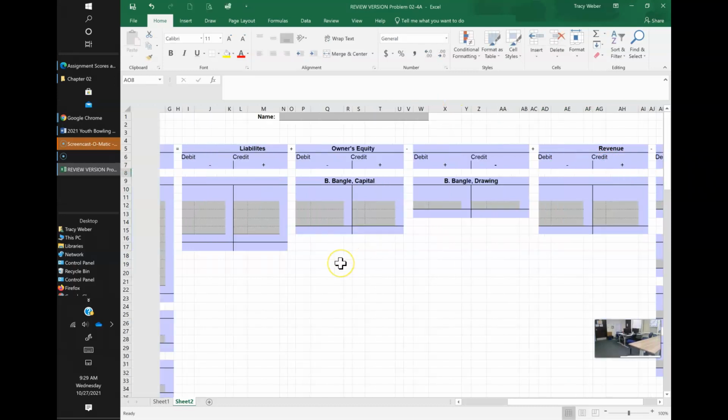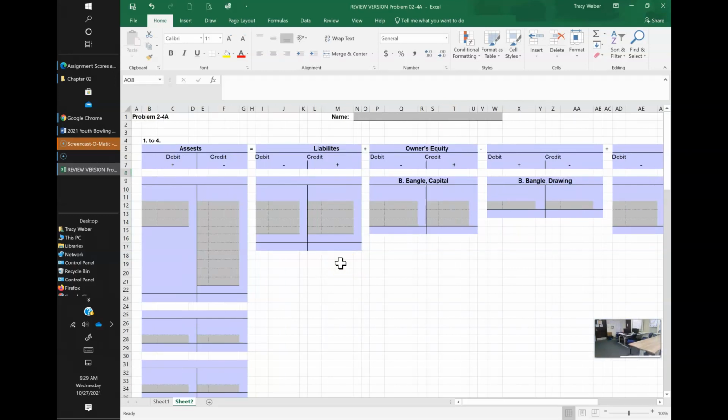Okay, now we're going to go back to our book. Number 2, it says record the transactions in the T accounts, write the letter of each entry to identify the transaction.